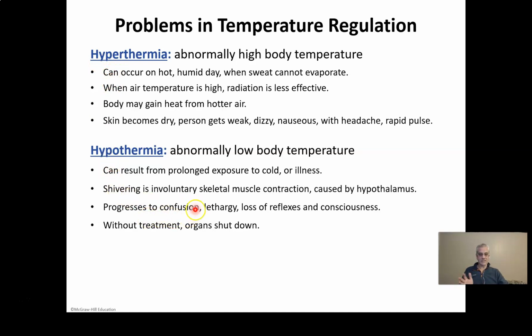Now, a lot of these are similar: progressive confusion, lethargy, loss of reflexes and consciousness. Without treatment, organs will shut down. Yeah, you can die from hypothermia.